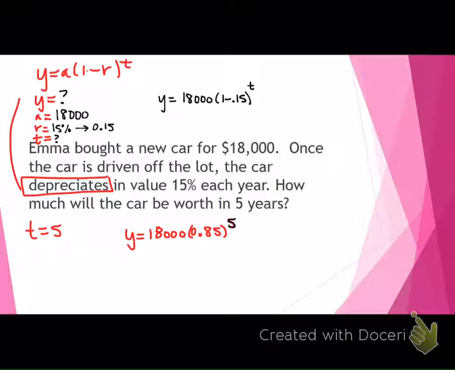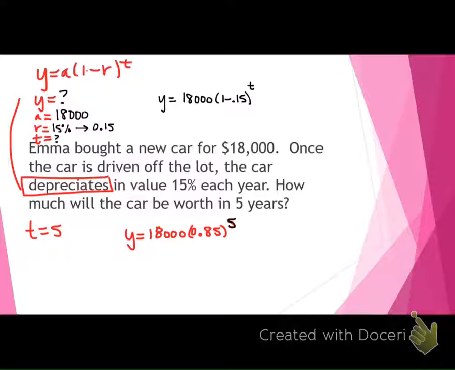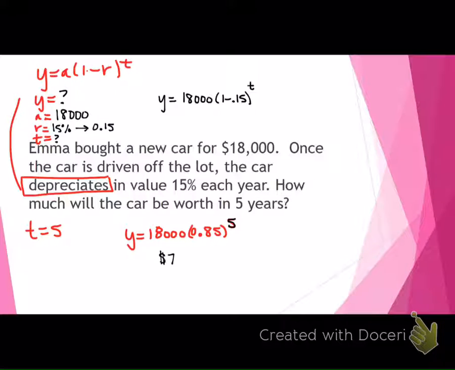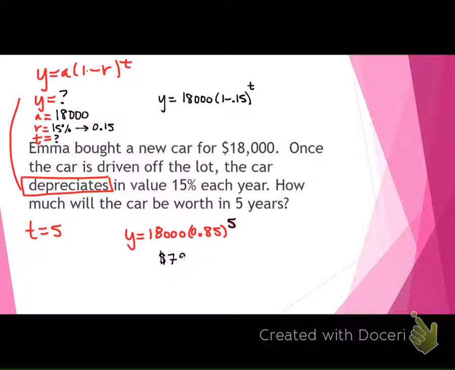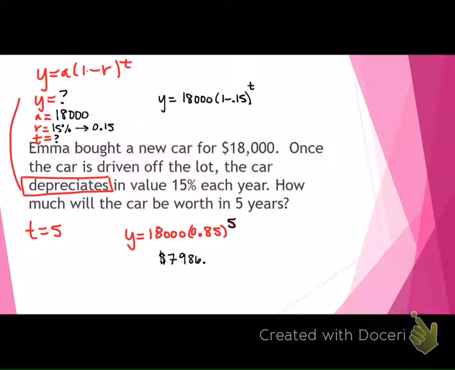1 minus 0.15 is 0.85. I just subtracted these two things. 1 minus 0.15 is 0.85. You will still get the same answer either way. Yes. Riley, what's the answer? I got 7,986.69. You might want to check. Oh, wait, never mind. Did you guys get the same thing? Yeah. It should not matter.